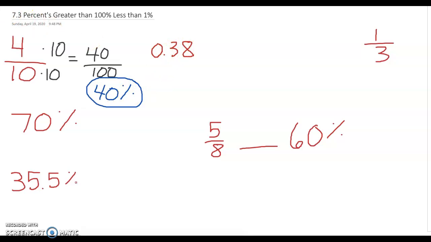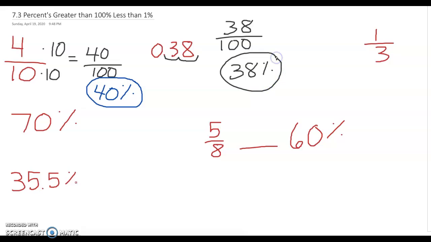Move on to the next one, 38. We're going to move our decimal. This time, how many times you move the decimal is how many zeros we're going to add. So we're going to move our decimal 2 times, which means we're going to rewrite it and write 38. We moved it 2 times, so that means we add 2 zeros. 38 over 100 will now equal 38%. And there's our answer.